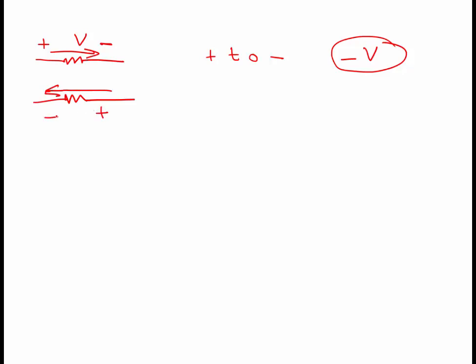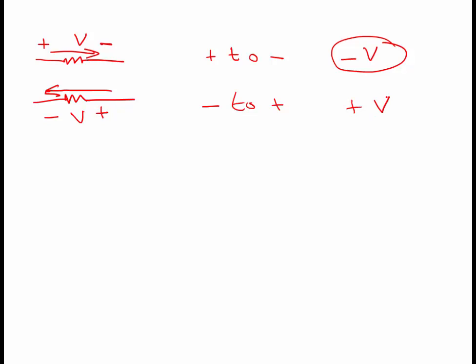If we're going from plus to minus, the value that we assign to the voltage becomes a negative voltage. Okay, and then let's say that we have a resistor and that current is flowing through the resistor in this fashion. Again, current always flows from positive to negative. So here, if we're going from negative to positive, the voltage across that resistor is going to be a plus voltage or plus value.